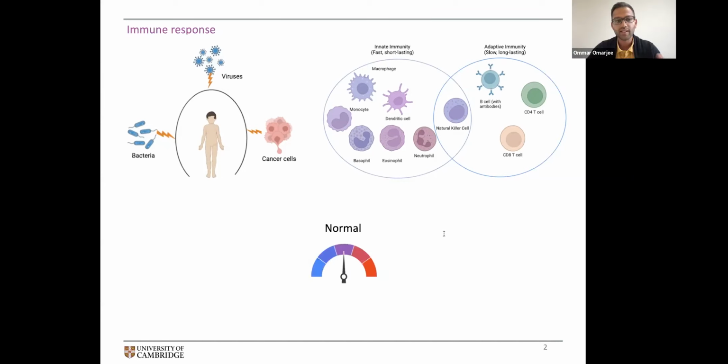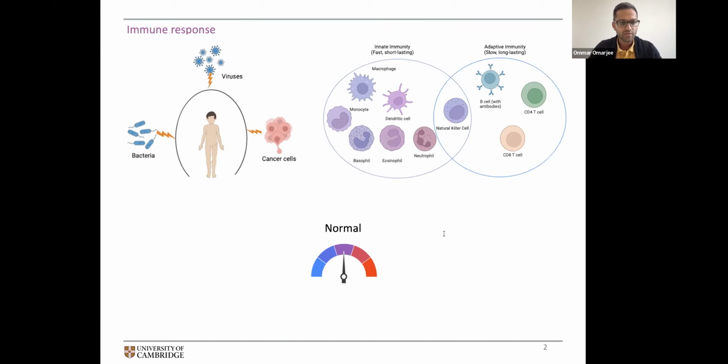So first of all, there is the normal immune response. When the body encounters a pathogen, it will mount an immune response. So the intensity will increase, fight the disease. And once the pathogen is eliminated, the immune system will go back to normal. So all the immune cells will die or will be eliminated so that the immune response goes back to zero.